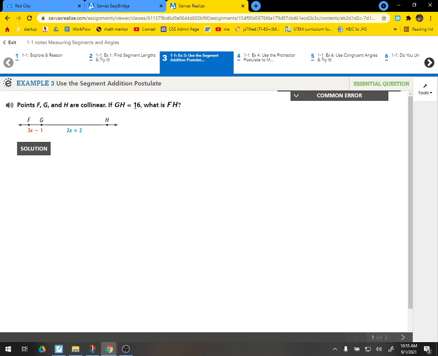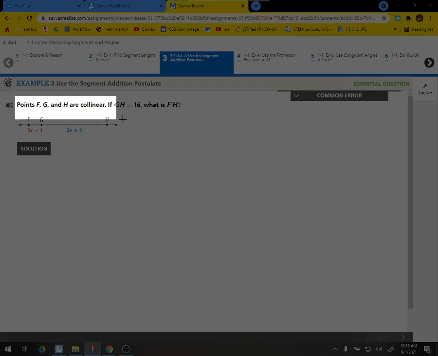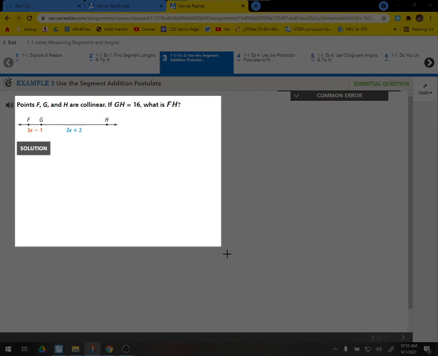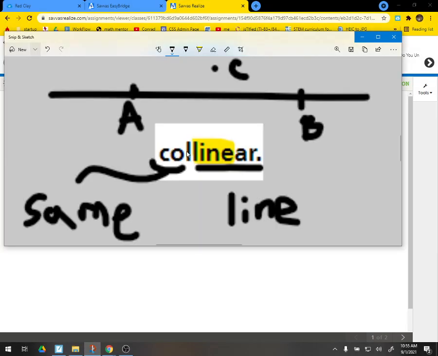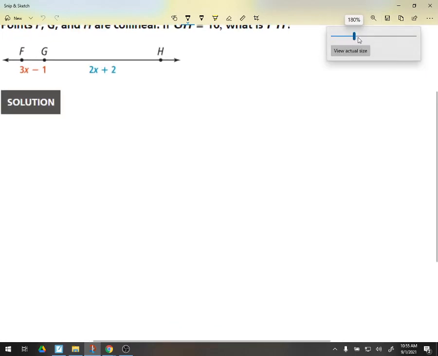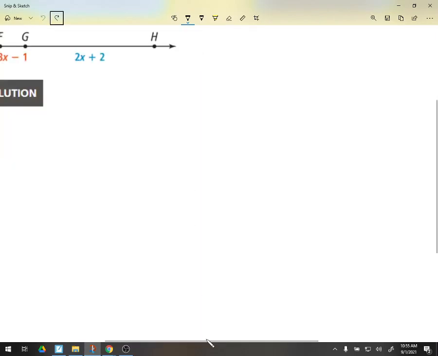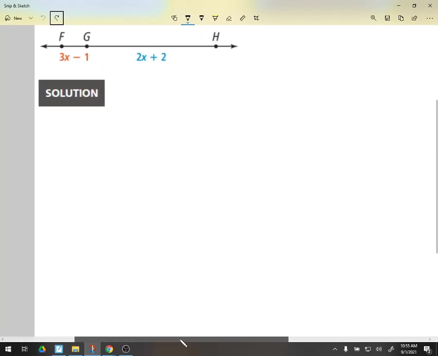So if GH equals 16, what is FH? Huh. I wish I had that pen tool so I could write on this. I thought it was going to be on everything. I was so excited. All right, so let's talk about this. I guess I have to use the scroll bar down here. Okay.